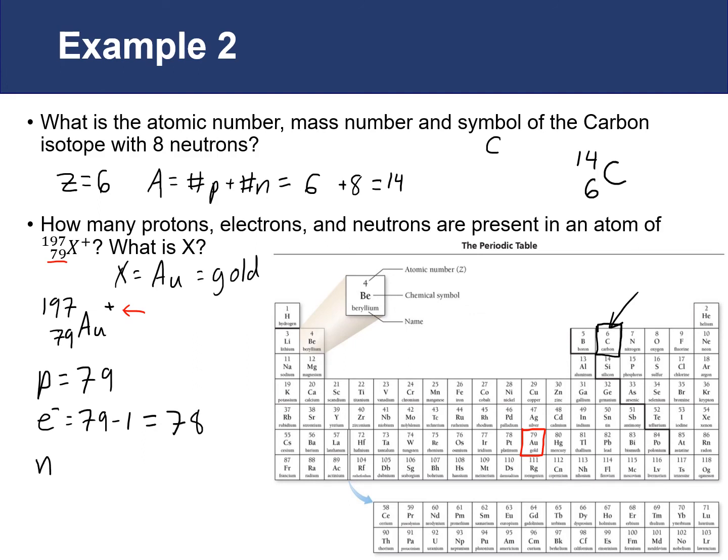And then the number of neutrons would be equal to our mass number, 197, minus 79, which would give us 118. So from this, you can see that you can go back and forth between your atomic number, mass number, symbol, number of neutrons, and the shorthand representation.